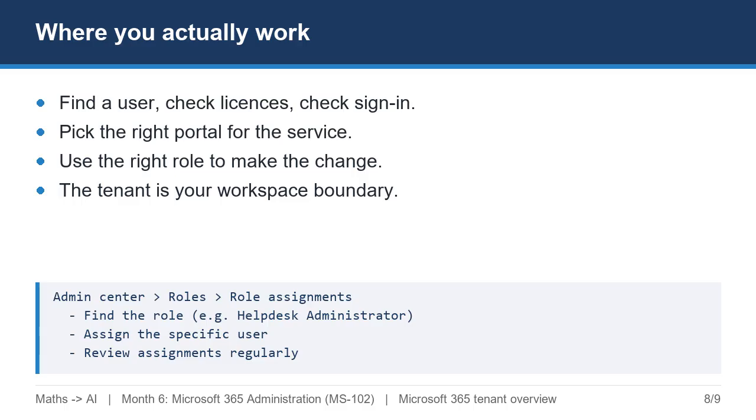Putting it together, here's how your day flows. A ticket arrives. You find the user, check their licenses and sign-in. You pick the right portal for whichever service is misbehaving. And you make the change using the appropriate admin role, not the biggest one you happen to have. Role assignments live under Roles in the admin center. Get into the habit of reviewing them regularly so privilege doesn't quietly creep upward.